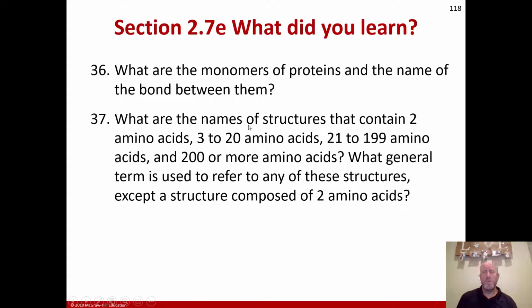So what are the monomers of proteins? They are amino acids, and the name of the bond between them is a peptide bond. What are the names of structures that contain two amino acids: a dipeptide; 3 to 20 amino acids, oligopeptide; 21 to 199 amino acids, polypeptide; and 200 or more amino acids, protein. What general term is used to refer to any of these structures, except the structure composed of two amino acids, which is a dipeptide?